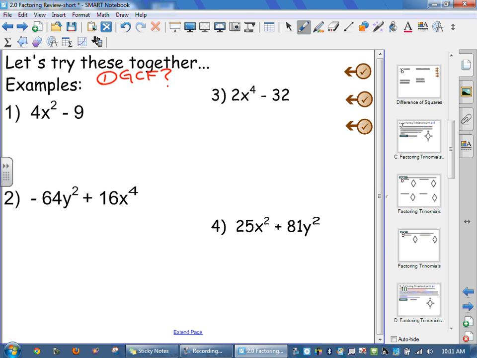4 and 9, there's no GCF. They don't divide by a number that will give you a round answer. You cannot be rounding a decimal. So you have to have an even answer that does not divide into a decimal. So instead, you just square root both ends.